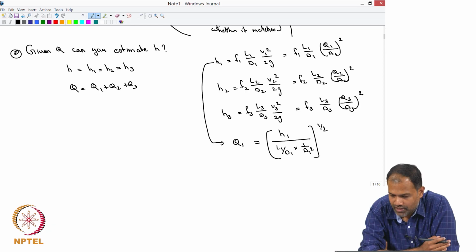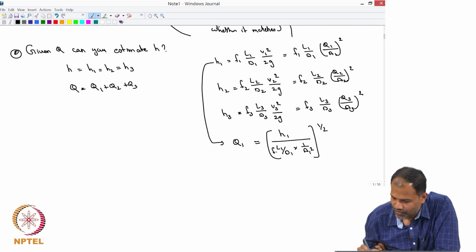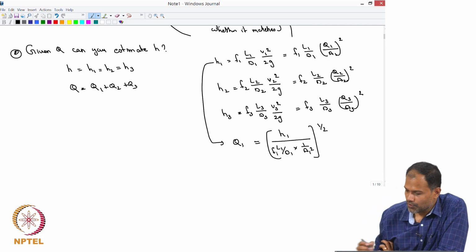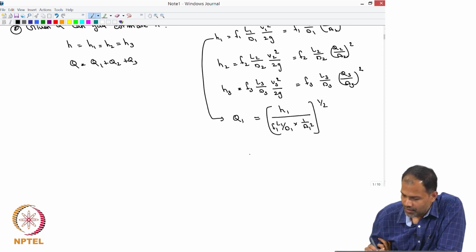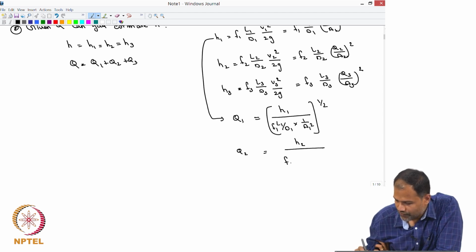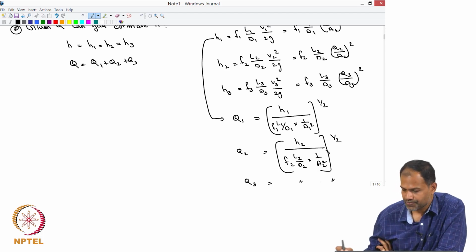So, I have got H1 and F1 into L1 by D1 into 1 by A1 square, that is going to be my Q1. Similarly, I am going to get an expression for Q2, which is going to be simply H2 by F2 into L2 by D2 into 1 by A2 square to the power 1 by 2, and I will also get an expression for Q3 in a similar fashion.